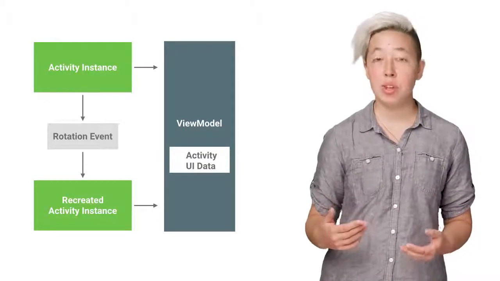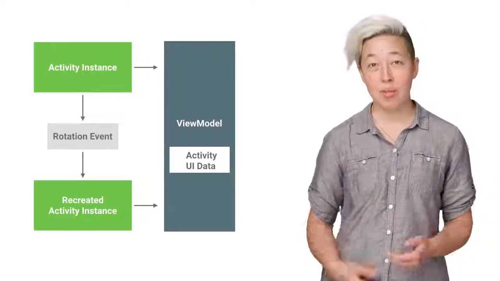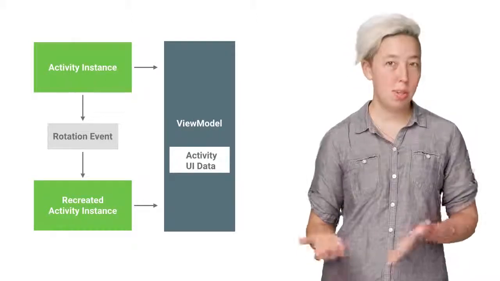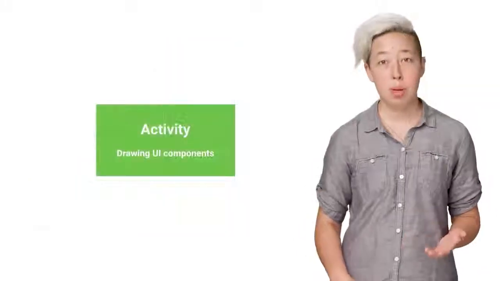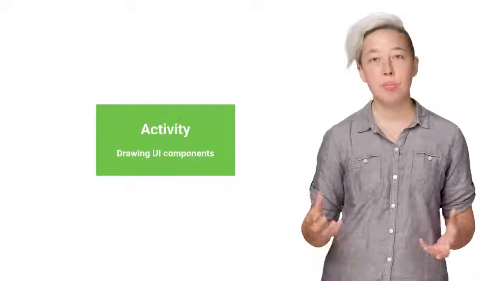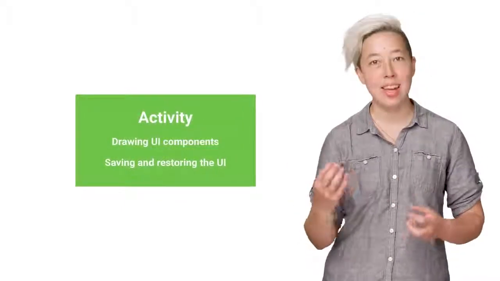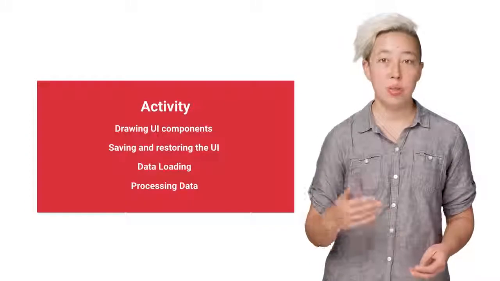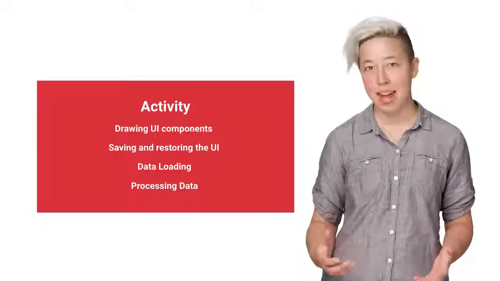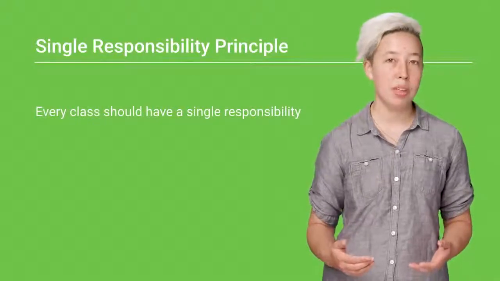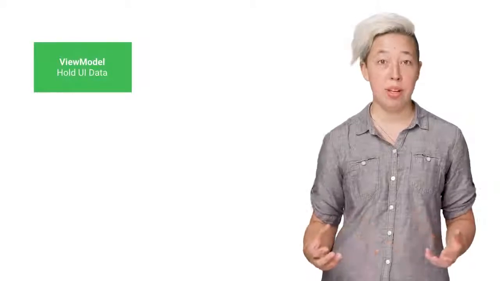Instead of storing all of your UI data in the activity, put it in the ViewModel instead. Now this does help with configuration changes, but it's also just good software design. One common pitfall when developing for Android is to put a lot of variables, logic, data, and other things in your activities or fragments. And what this does is it creates a large, unmaintainable mess of a class, and it violates the single responsibility principle. You can use ViewModels to easily define that responsibility.